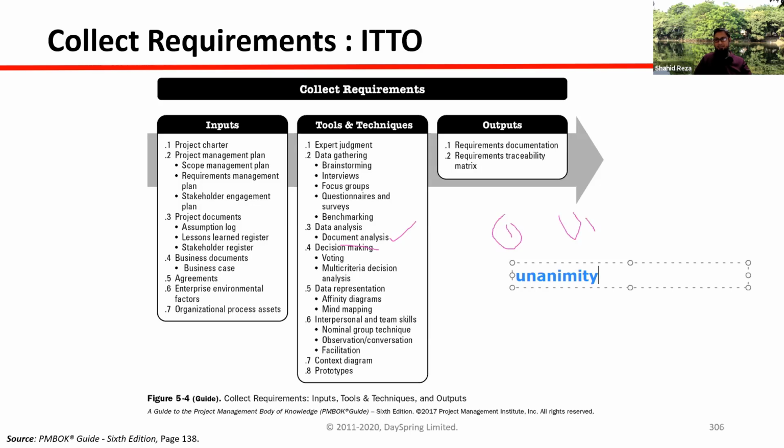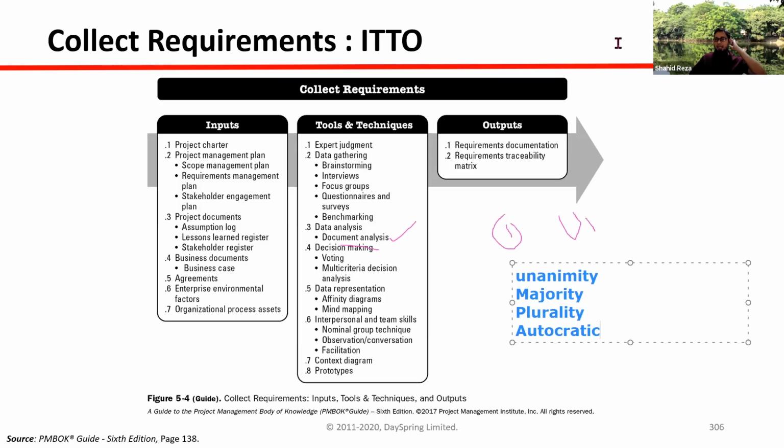Unanimity. Second one is majority. Third one is plurality. And fourth one is autocratic.